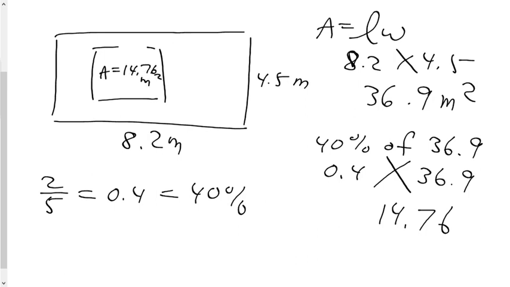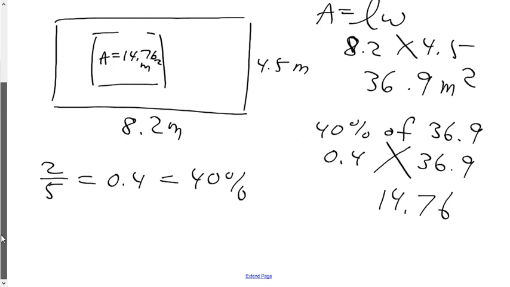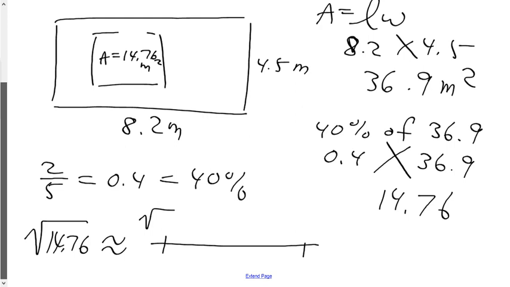Are we done yet? No, because it's not asking what is the area of the rug, it's asking for the side length. So now we have one more step to do. What is the square root of 14.76 without a calculator? What is the square root of 14.76 approximately based on our number line? So we know the square root of 9 is 3, and the square root of 16 is 4. 14.76, I don't think anyone would disagree, the square root of 14.76 is probably around there. Would you agree? What's a good guess before we grab the calculator?